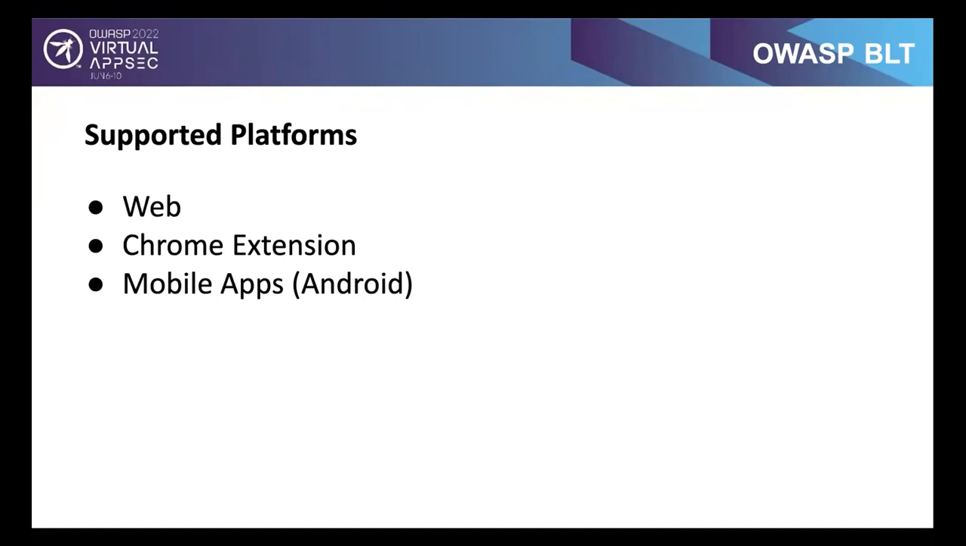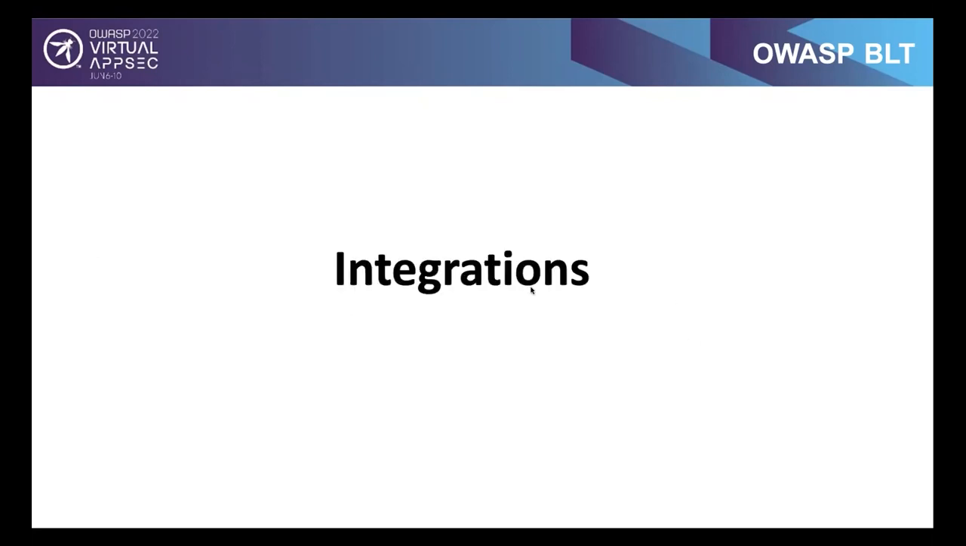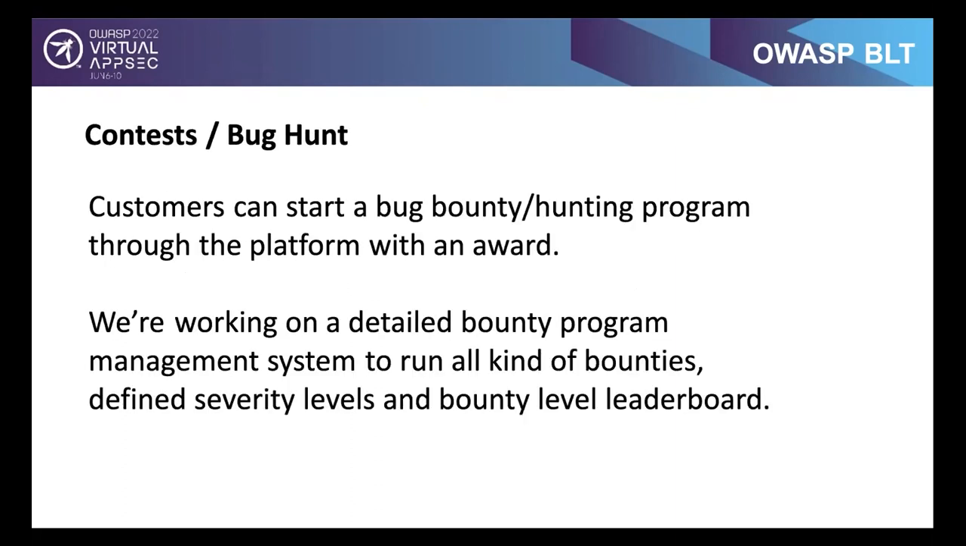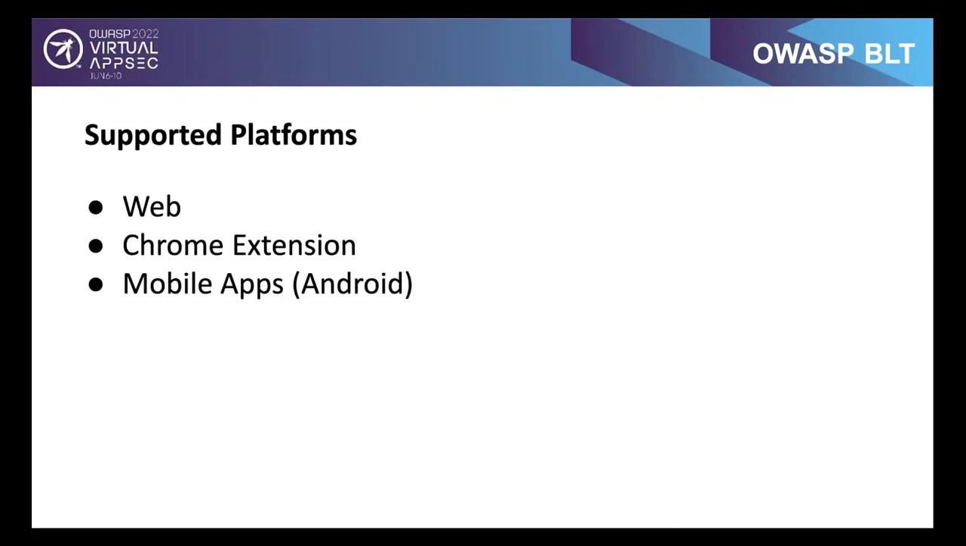The Chrome extension lets you record a bug from any platform. You can install the Chrome plugin from the Chrome store, and then browse around any website. This is not available for mobile devices, for obvious reasons. So a user can browse around any website.